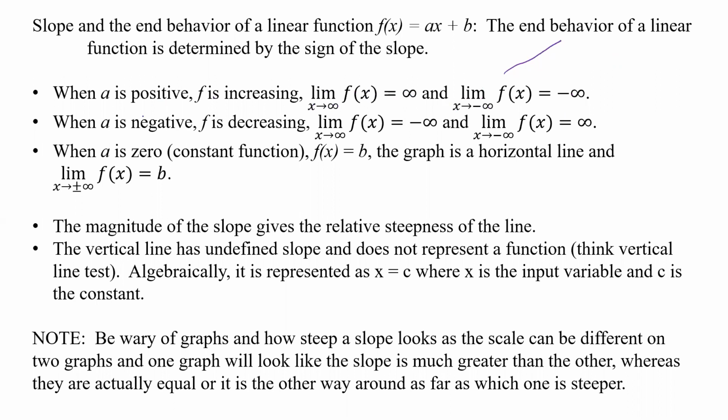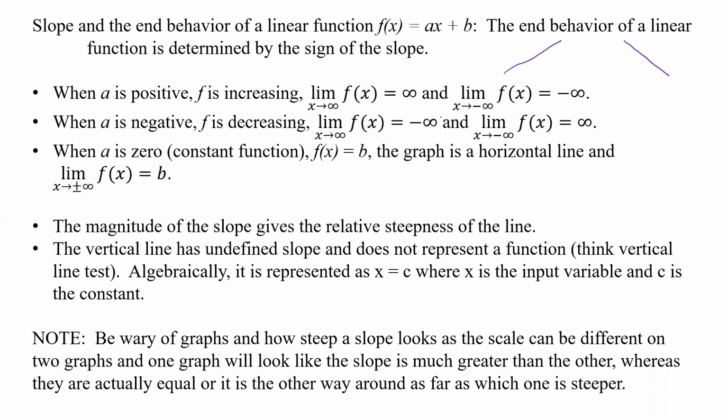Now, what happens if we have that a is negative? Well, now we're going the opposite direction. And so as x approaches positive infinity, that's going to give us a limit of negative infinity, because it's decreasing. So the limit of f of x as x approaches infinity is negative infinity. And the limit as x goes to negative infinity is positive infinity.